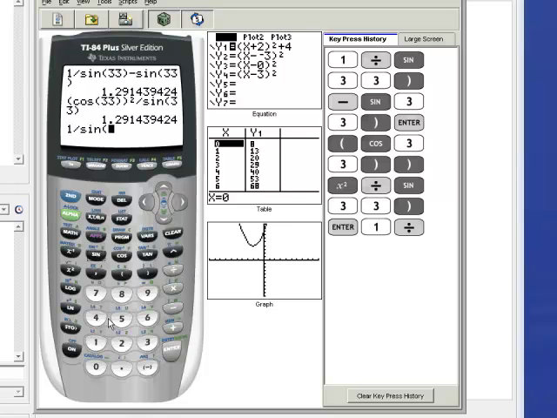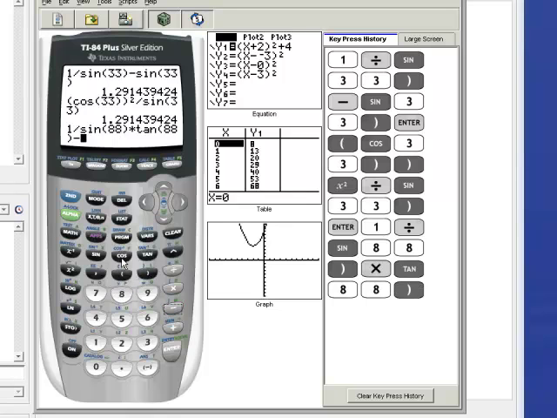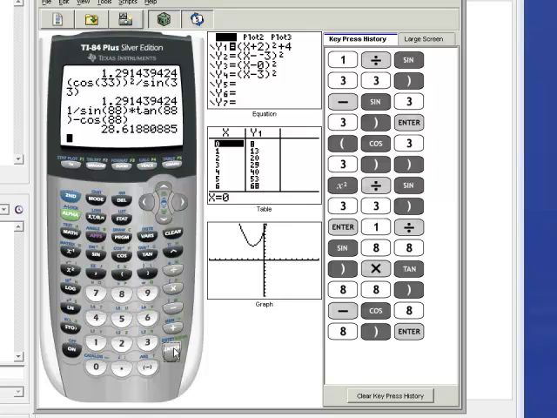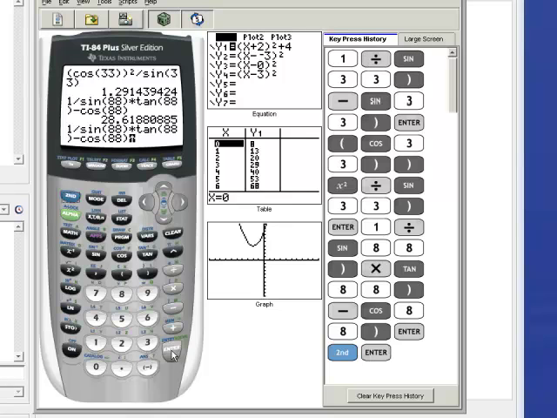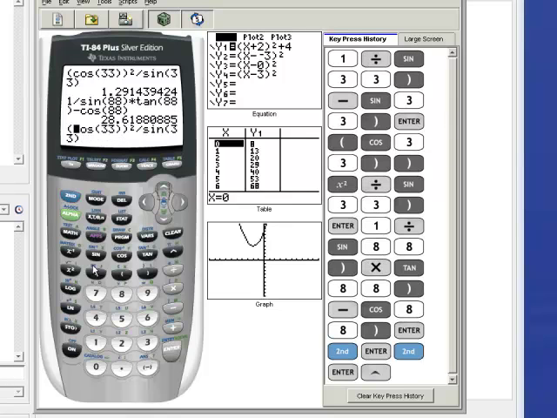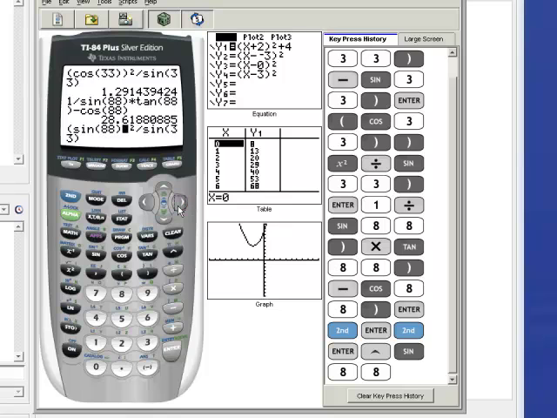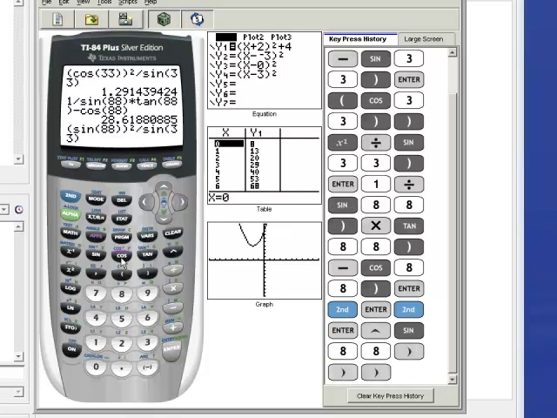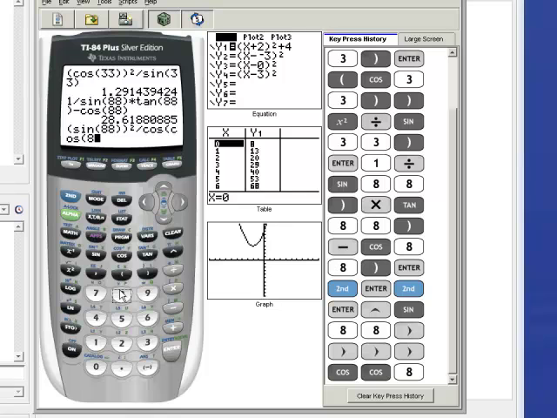And the very last one is cosecant, which of course is 1 over sine 88 degrees, times tangent 88, minus cosine 88. And let's see what we come up with: 28.61. And now we're going to do the right-hand side of that identity, and I would be too lazy to type too much. The right-hand side is going to be sine 88 squared divided by cosine 88.